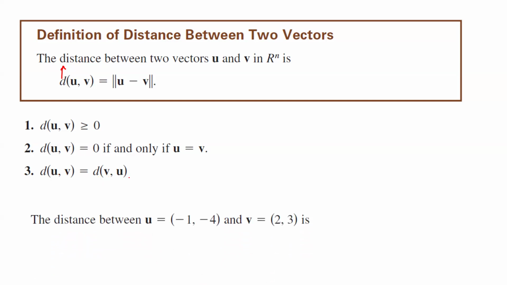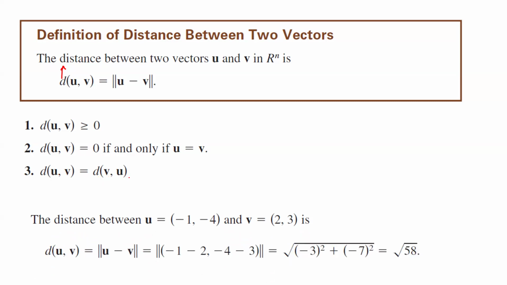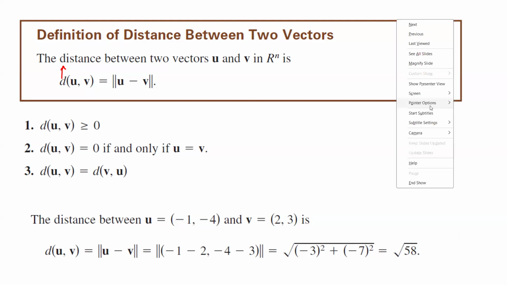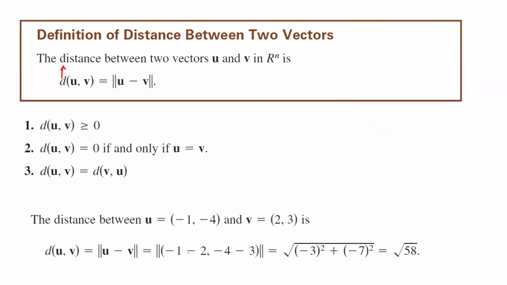Suppose I ask you to find the distance between these two vectors. The distance between u and v is equal to the magnitude of u minus v. Perfect. So we can do the subtraction. Again, the order is not important at all. -1 minus 2, comma, -4 minus 3. You get -3 and -7. Then you find the magnitude. You get the square root of -3 to the second plus -7 to the second, which is the square root of 58. So this is the distance between these two vectors.